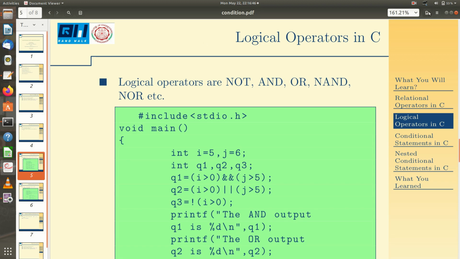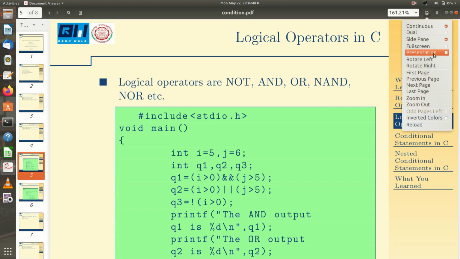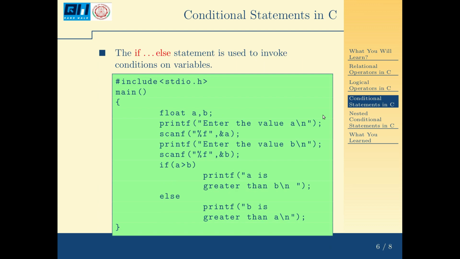So let us go back to the presentation and see how these conditions are made into conditional statements in C. The one major conditional statement in C is the if-else statement, which is used to invoke conditions on variables. Like I have a code here: #include <stdio.h>, main, and within the braces I have float a, b. a and b are declared as floating variables.